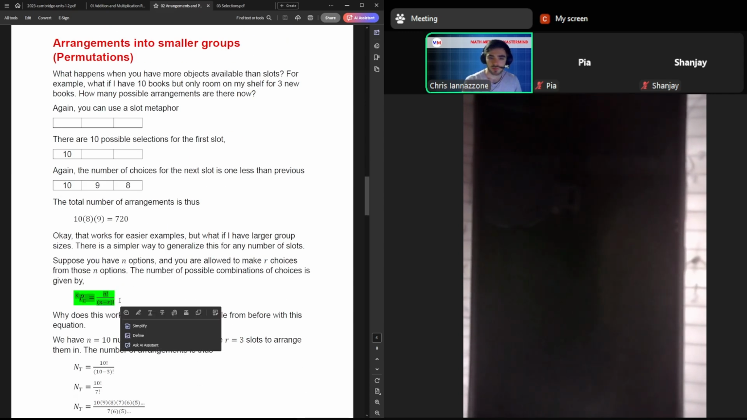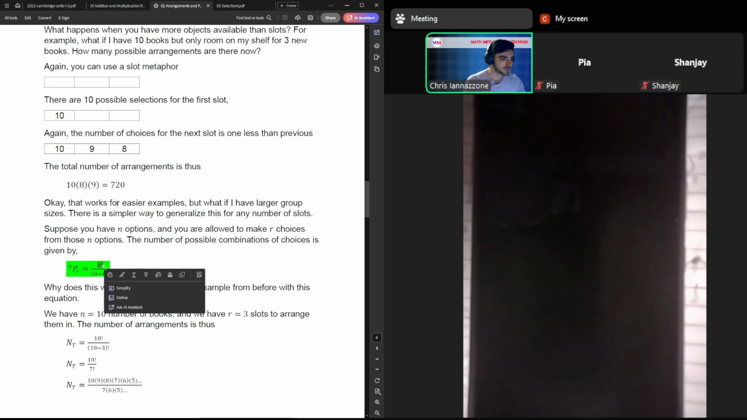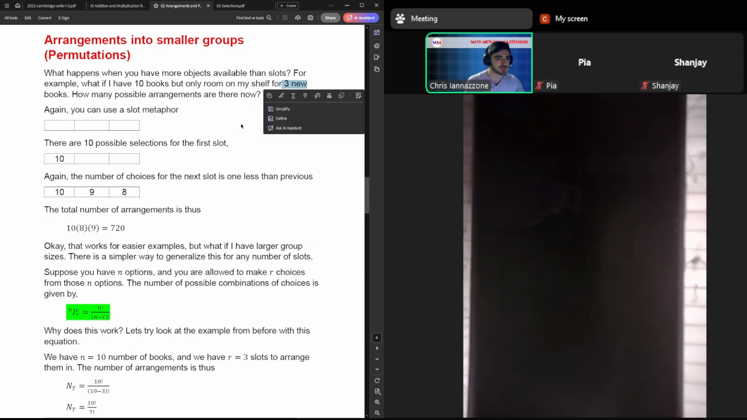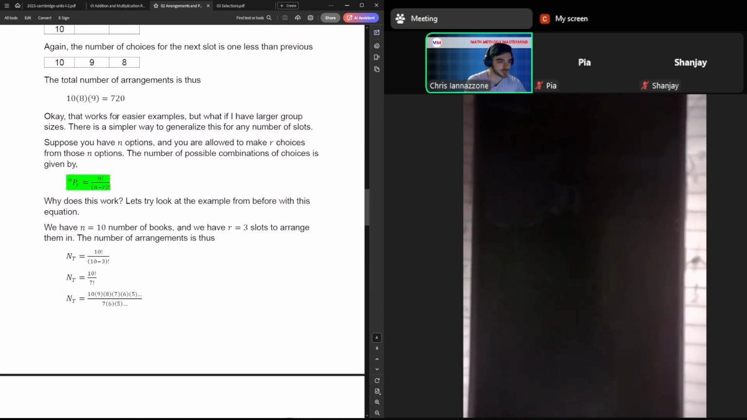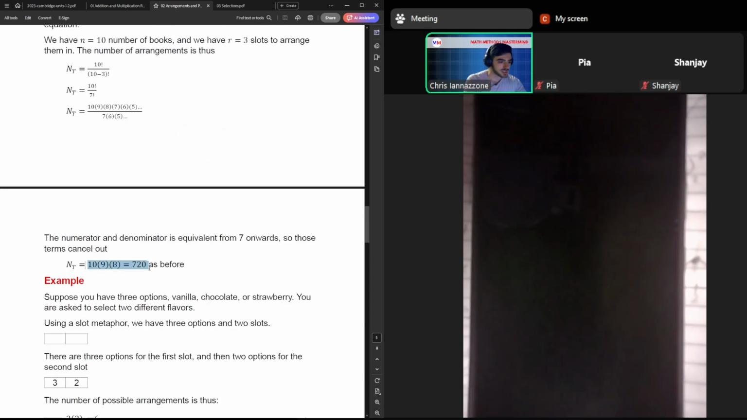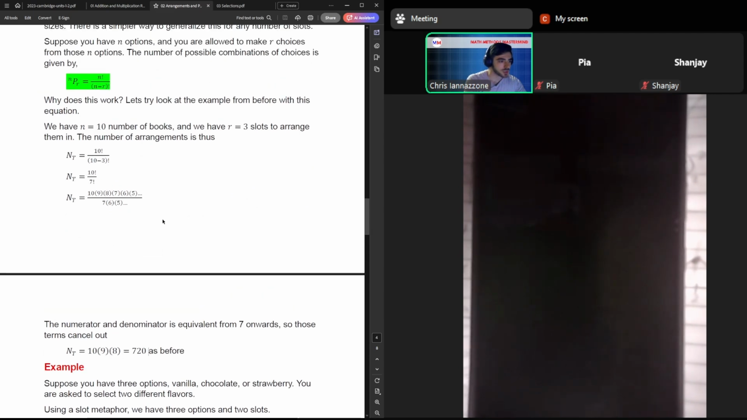There's a generic formula for this, which is just you want to have n factorial divided by n minus r factorial, where r is the number of choices you're allowed to make. In this example here, it would have been 3 possible choices because you have 3 slots on your shelf, and n being the total number of options you have. So if we use this equation from the example before, we had 10 books, so n is 10. We have 3 slots, r is 3. Sub it in, simplify, simplify, and you'll see everything cancels out as required.